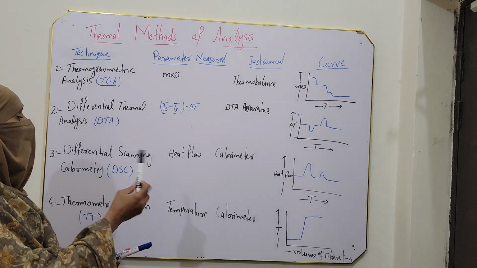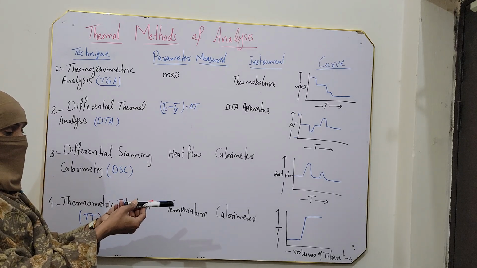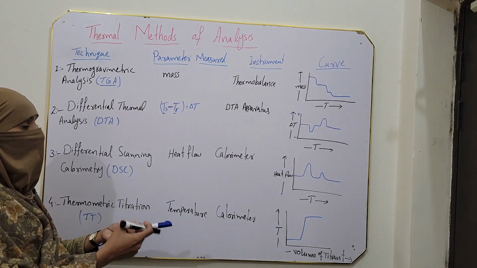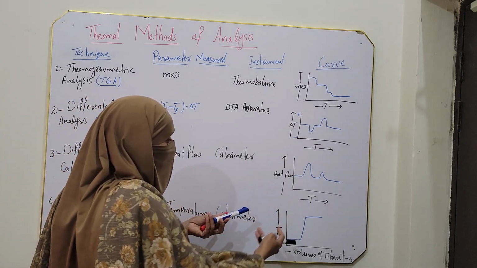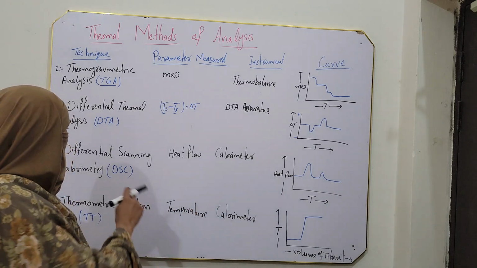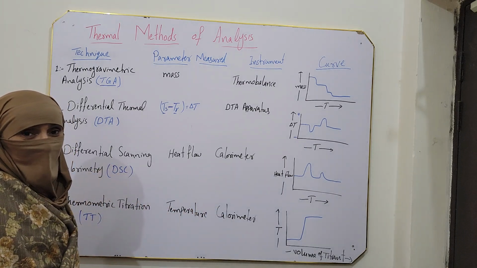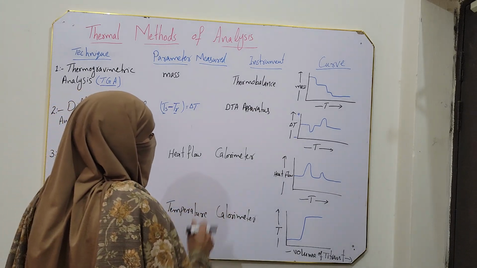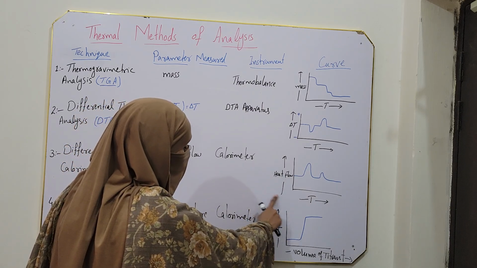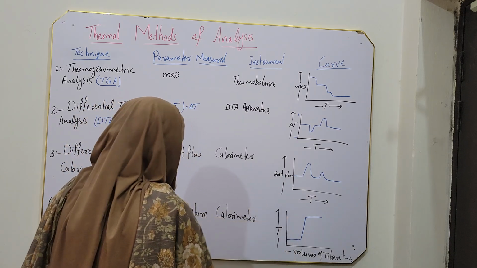Meaning in this technique, the sample and reference pan temperature is kept constant through heat flow. Heat flow occurs either towards the sample or away from the sample. So either positive heat flow or negative heat flow occurs in differential scanning calorimetry. The apparatus which is used is called a calorimeter, and on the y-axis there is heat flow and on the x-axis there is temperature.